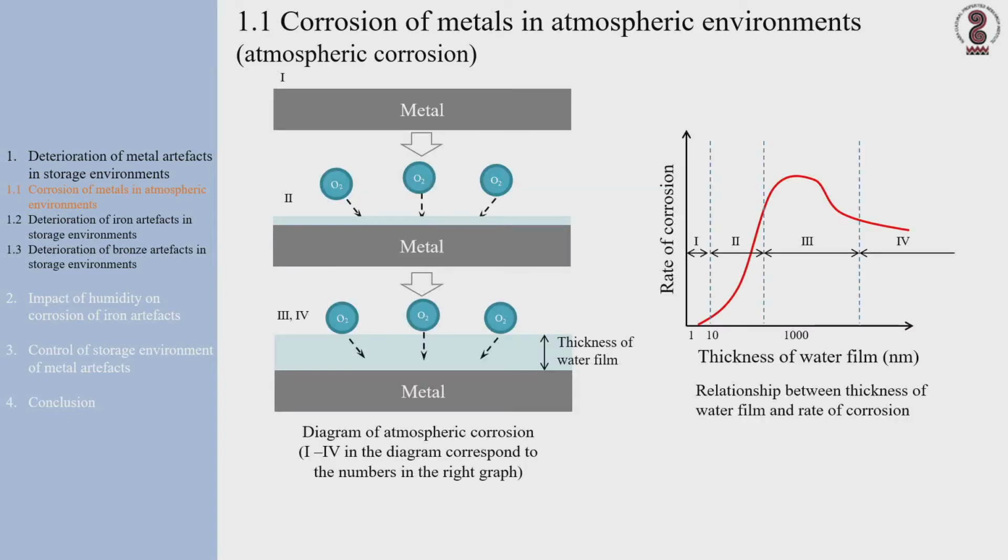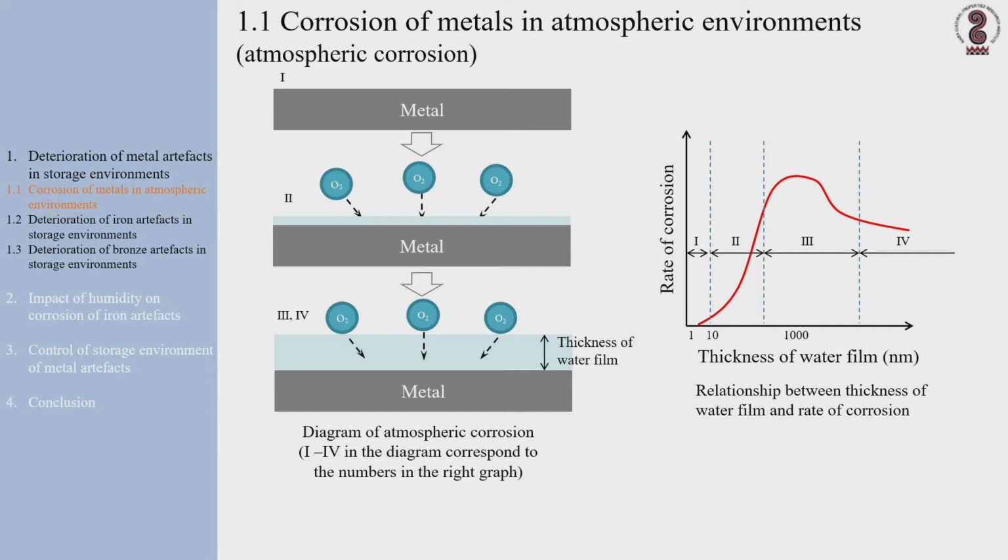The figure on the left is a diagram of the atmospheric corrosion of metals. It shows the process in which the thickness of the water film changes. The graph on the right corresponds to the diagram on the left and shows the change in the rate of corrosion as the thickness of the water film changes. Corrosion does not occur in an environment where water films do not exist. The rate of corrosion accelerates as the thickness of the water film increases and reaches the maximum speed when the thickness is between 10 and 50 microns.